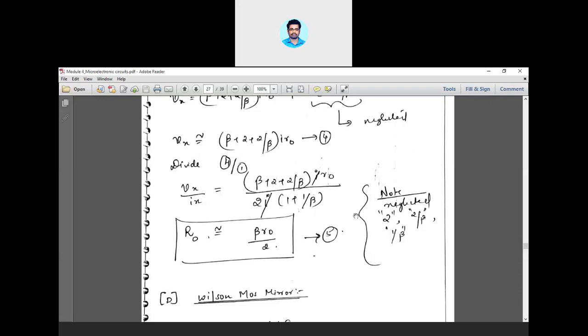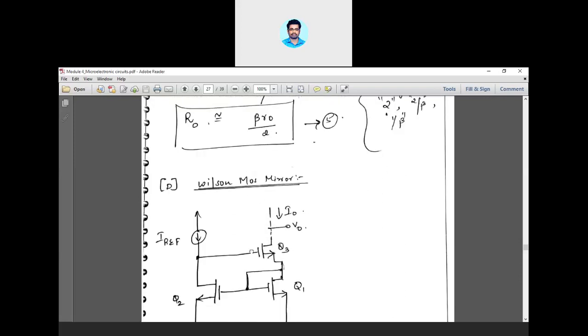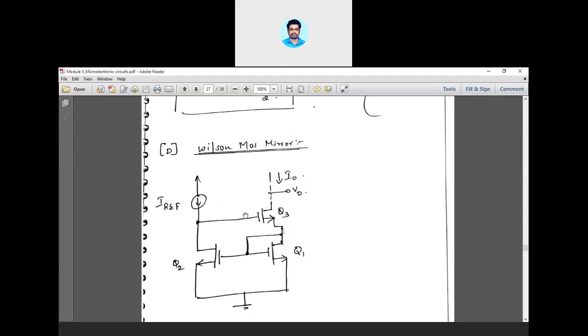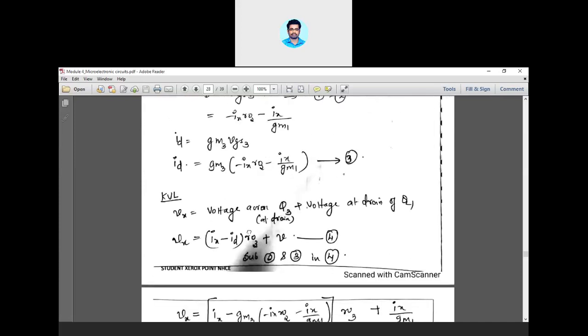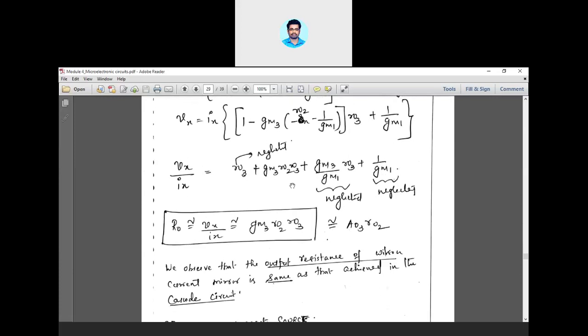Later he replaced the BJTs with MOSFETs. Without any change in the circuit diagram or configuration, he simply replaced the BJTs with MOSFETs, and again derived the equation for Vx by Ix, the output resistance, and obtained Vx by Ix equal to gm3 R02 into R03, which was equal to A03 into R02. That is quite similar to the output resistance of a cascode amplifier, so he concluded that his Wilson MOS mirror is exactly suitable for the cascode amplifier. Understood?